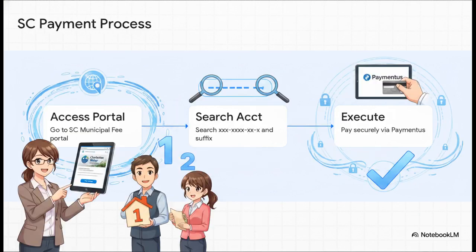Super handy. Now for our South Carolina folks, you'll start at charlestonwater.com and head to their online payment section, which uses the Paymentist platform. Search for your account using that specific hyphenated format. And critically, you have to confirm your suffix here. Enter 1 if you own the property, or 2 if you're renting. After that, just follow the on-screen prompts to input your payment details and securely execute the transaction.